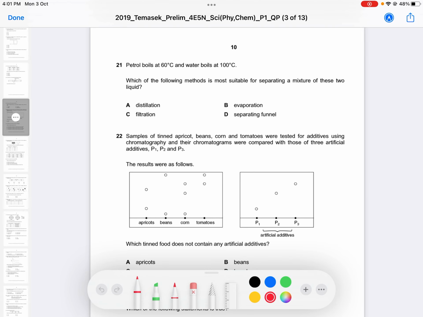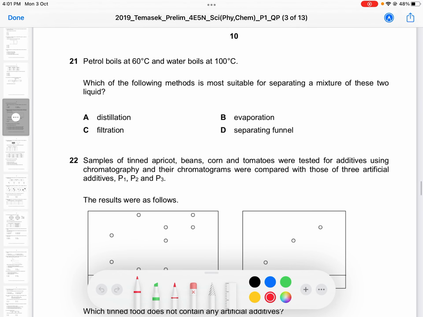I'm going through Temasek paper 1, 2019. The first question I would like to go through is question 1. For this question, only 4 of you got it correct. For petrol, it's an organic solvent.